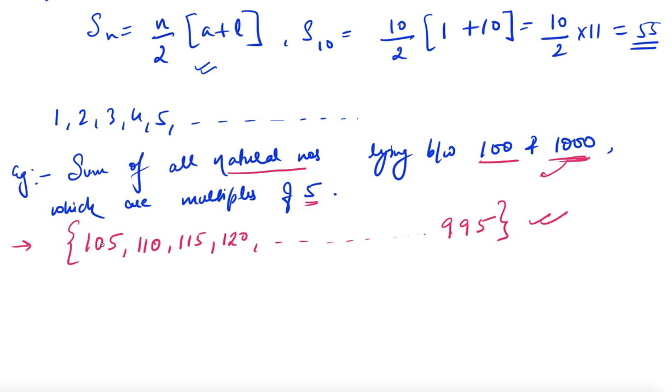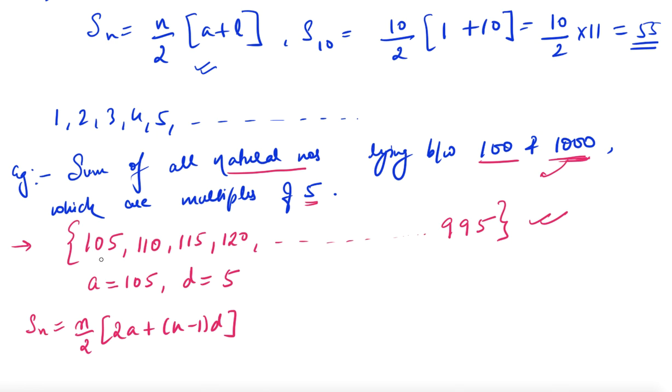For this arithmetic progression, as I can see, a is equal to 105, and d is equal to, take any two consecutive terms and subtract them, you will get d equal to 5. Now you might be thinking that I got my arithmetic progression, I can directly use the formula of Sn, that is Sn is equal to n by 2 times (2a plus (n minus 1)d), and I can easily find the value. Now think and see carefully that you need the sum from here to here.